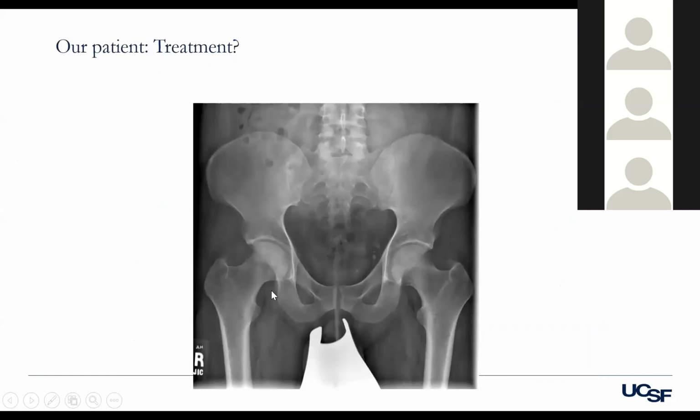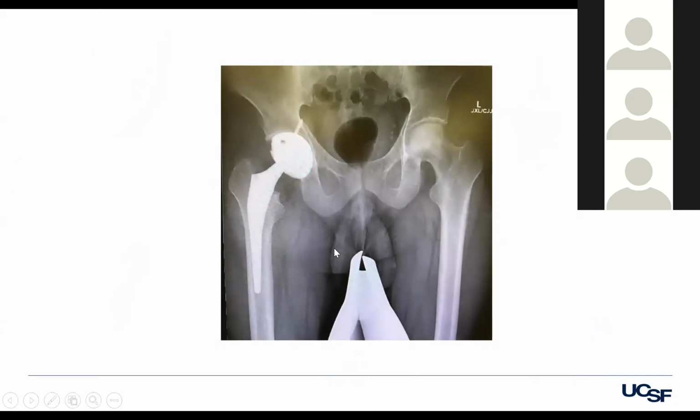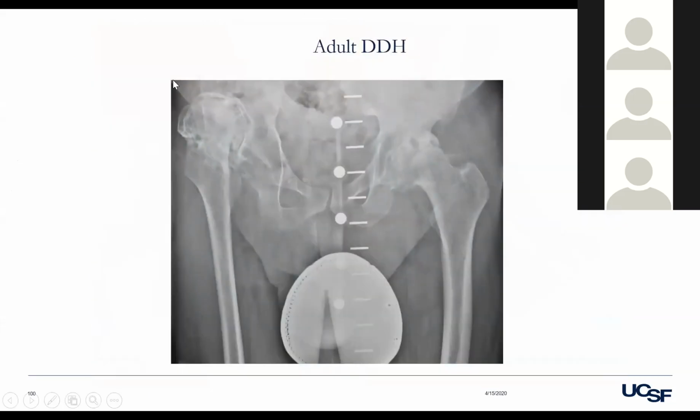So this guy ended up getting core decompressions on both sides. This is one of Hansen's patients. The left side didn't give any pain relief, so he got a hip replacement. The right side is now 5 years out and has collapsed. So he's probably going to be getting a hip replacement soon on that side too.